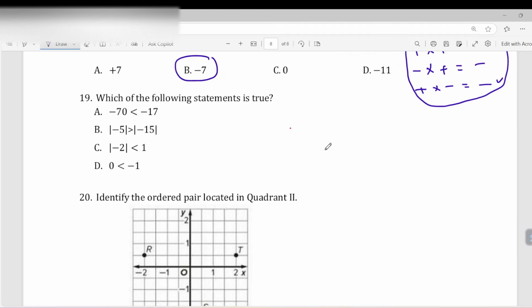You see, which of the following statements is true? See here, this is the problem. Minus 70 is less than minus mod 5, which is minus 5? Mod 5 is plus 5. 5 is greater than 15, you see here. It's wrong. Mod 2 is 2. 2 is less than minus 1, this is wrong. So this has to be right.